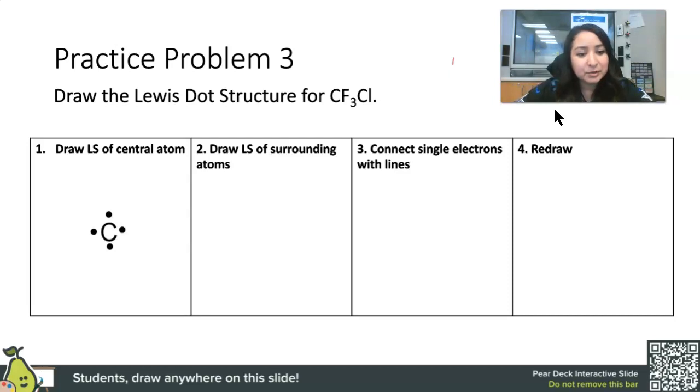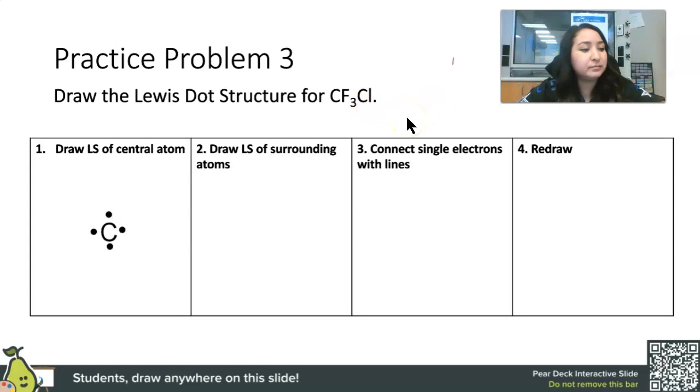Next, now we're on step number 2. Go ahead and switch the slide. We are on CF3Cl. Go ahead and draw the surrounding atoms on there. Go ahead and pause the video. So you should have drawn 3 fluorines and 1 chlorine, right?